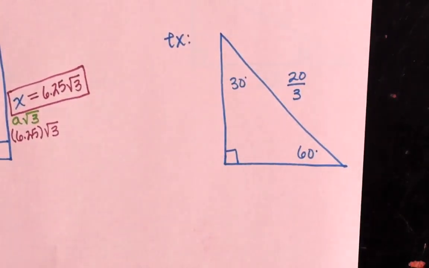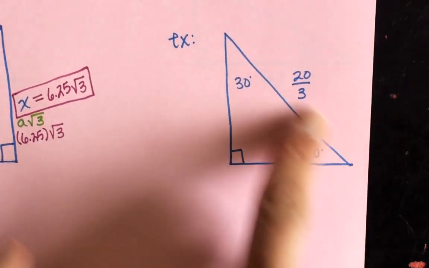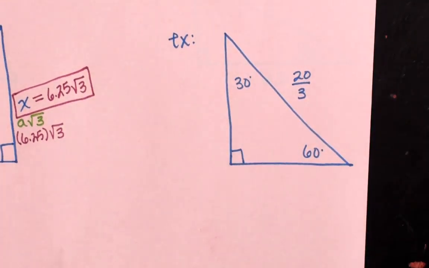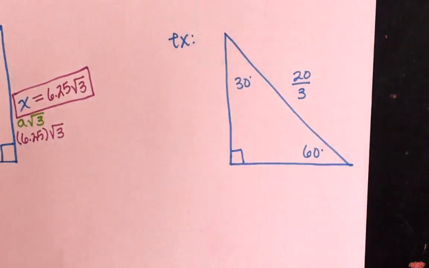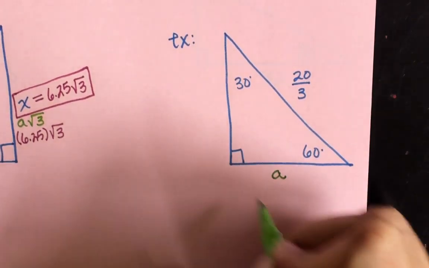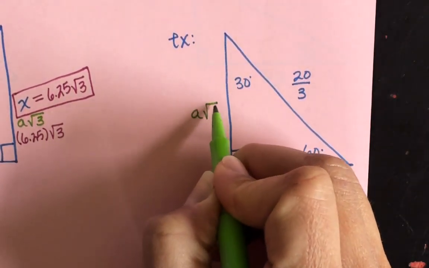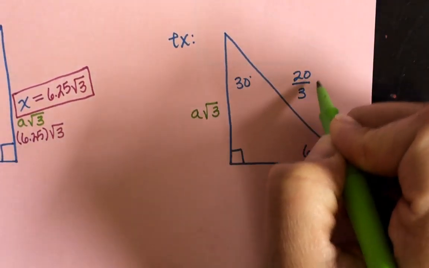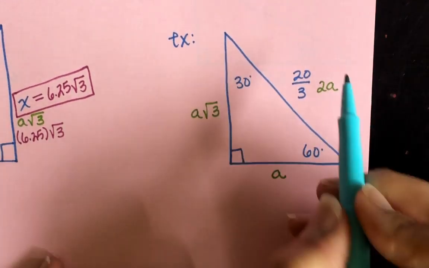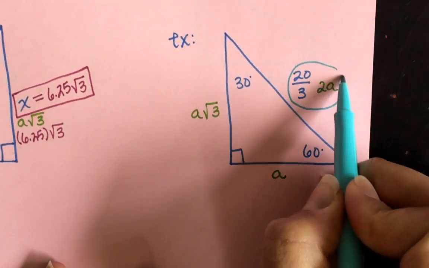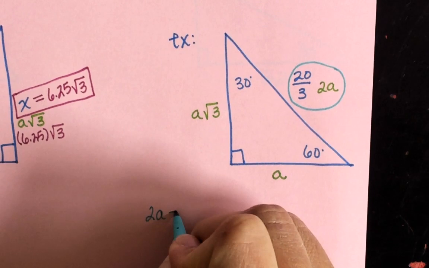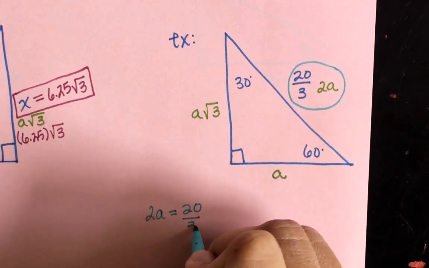The very next question, same idea. In fact, both problems we gave the hypotenuse; instead of a decimal, they gave it to us as a fraction. So, same steps: opposite the 30-degree angle is A, opposite the 60-degree angle is A radical 3, opposite the 90-degree angle is 2A. We're going to circle the side with the formula and the given value, and we set those equal to each other. So 2A would equal 20 over 3.